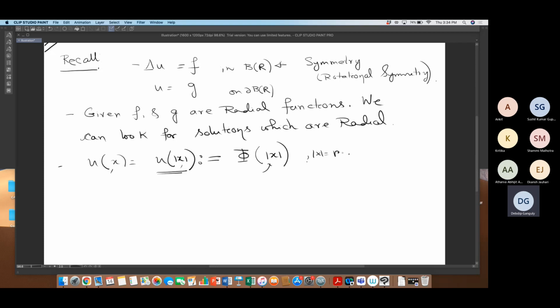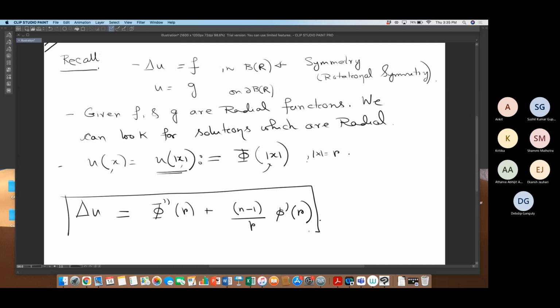So how does the Laplacian of u look? Can anyone tell me? If u is of this form, then Laplacian of u is equal to phi double prime r plus n minus 1 by r into phi prime of r. Yes or no? This is Laplacian of u.